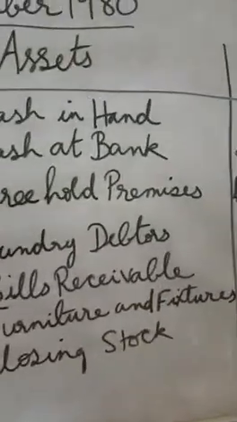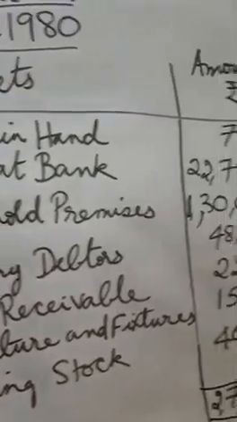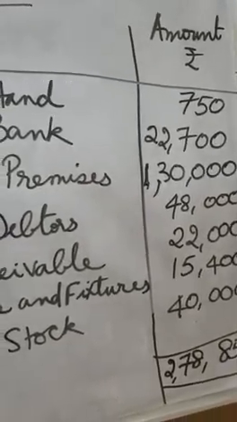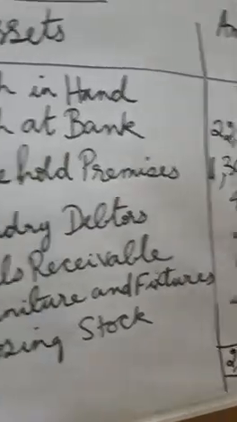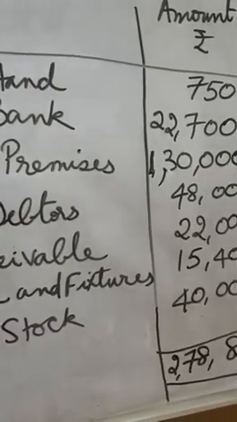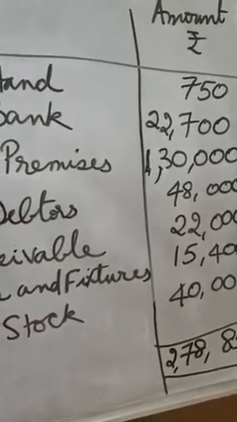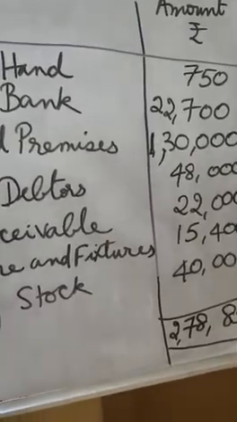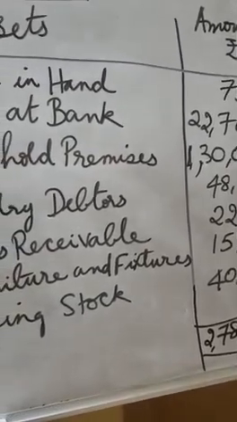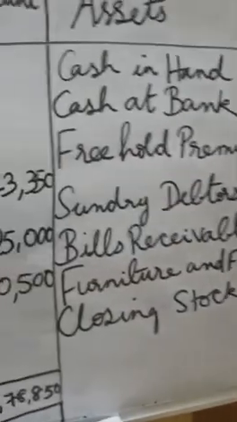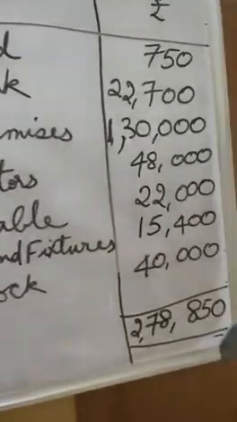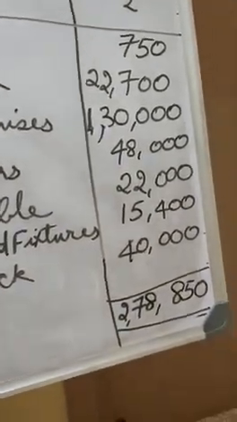Now we go to the asset side. Cash in hand is 750 rupees. Again it shows a debit balance, so write it on the asset side. Then cash at bank, again debit balance, 22,700 assets. In case it shows a credit balance, you have to write it on the liability side. Last problem we wrote cash bank balance on the liability side. Then freehold premises, the place where the business is carried on, is 1,30,000.